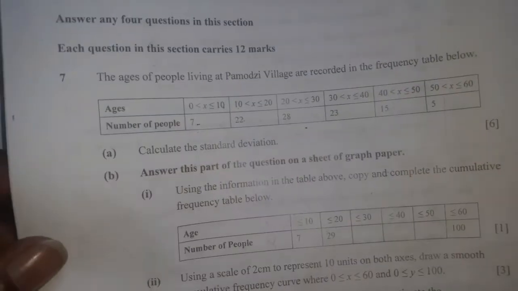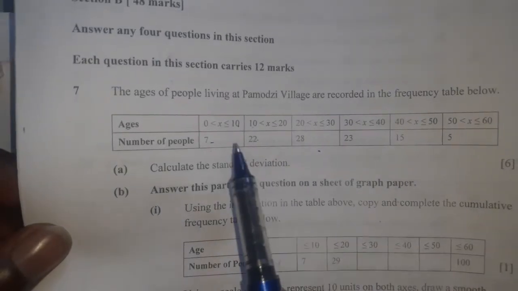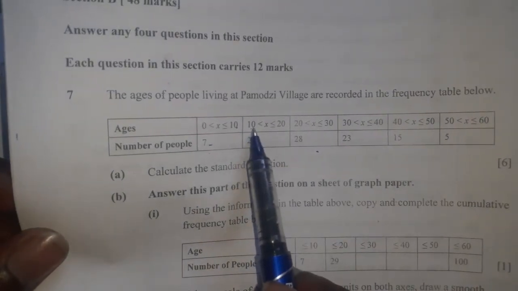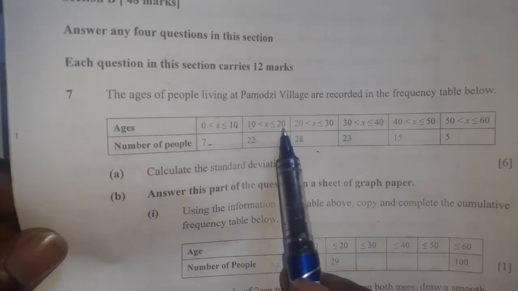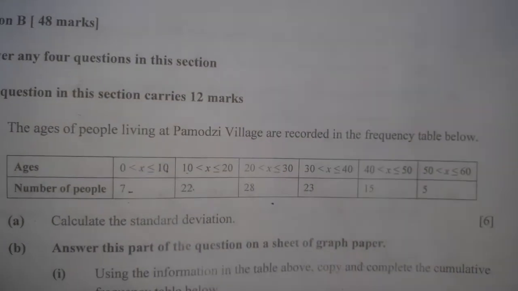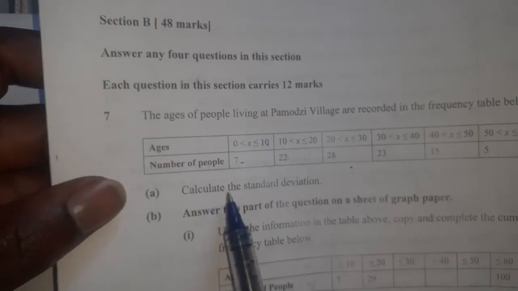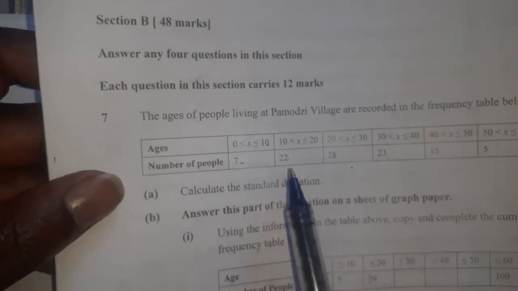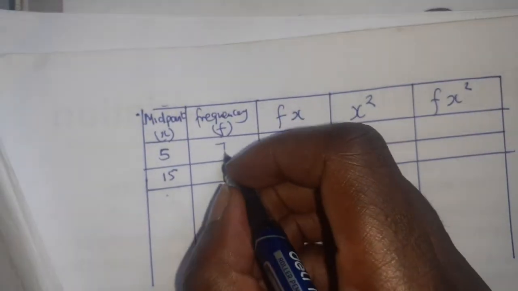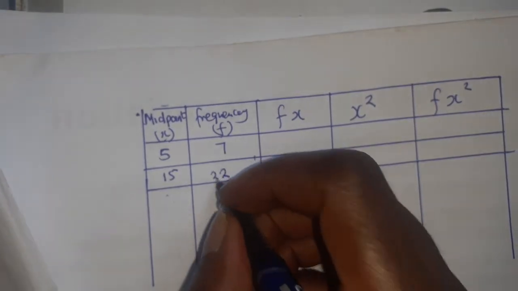Are we together? Then you come to the second one. 10 plus 20 is 30. 30 divided by 2, what do we get? We get 15. So here we are going to write 15. Then the frequency, what is our frequency? For the first part, it is 7. For the second one, it's 22. So you have 7 and 22.